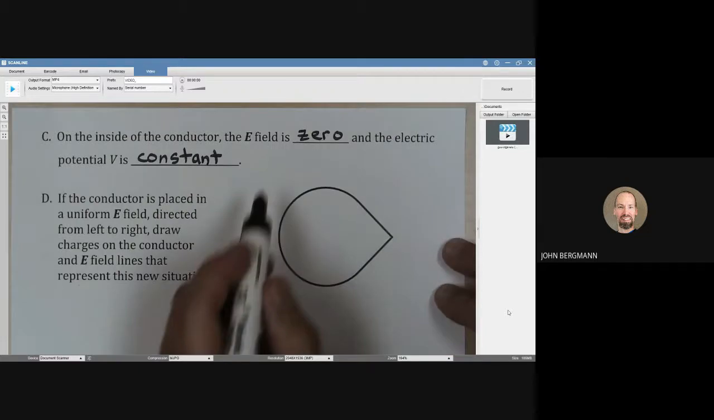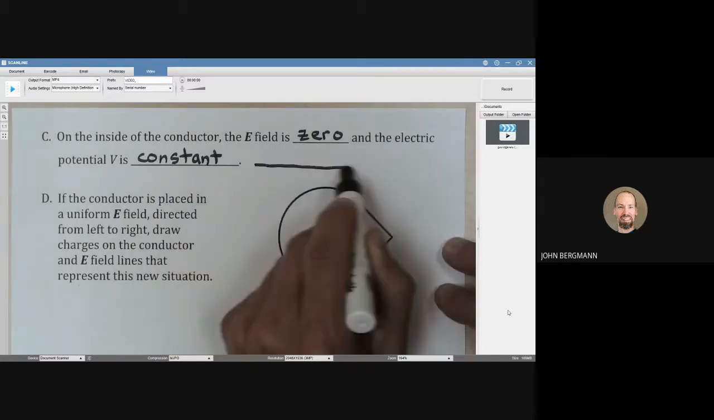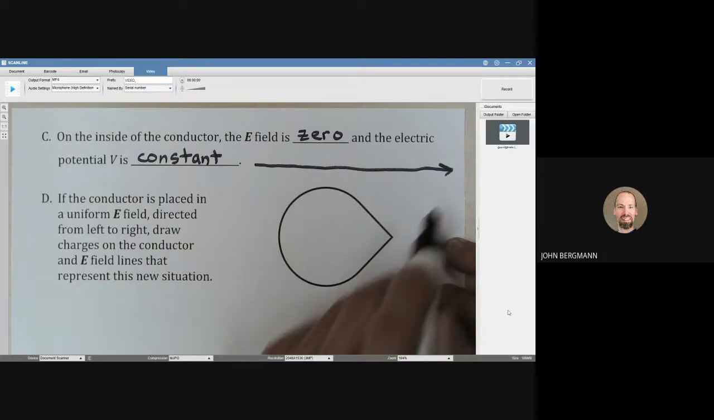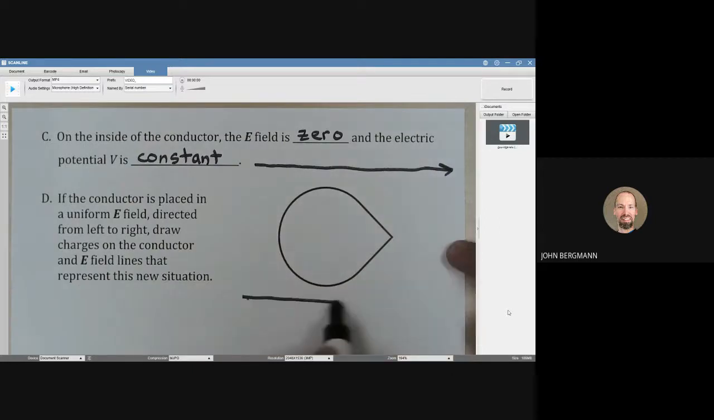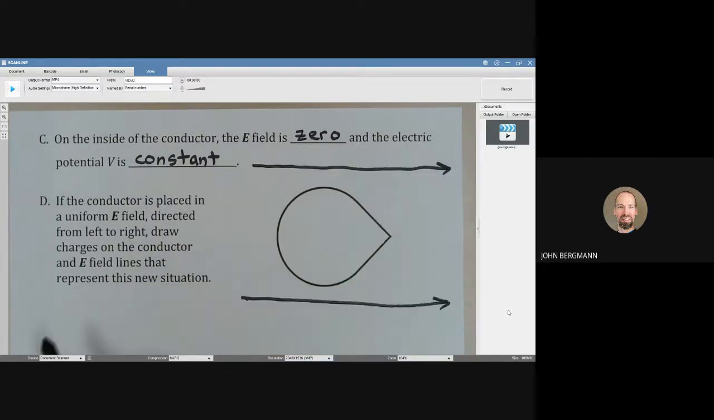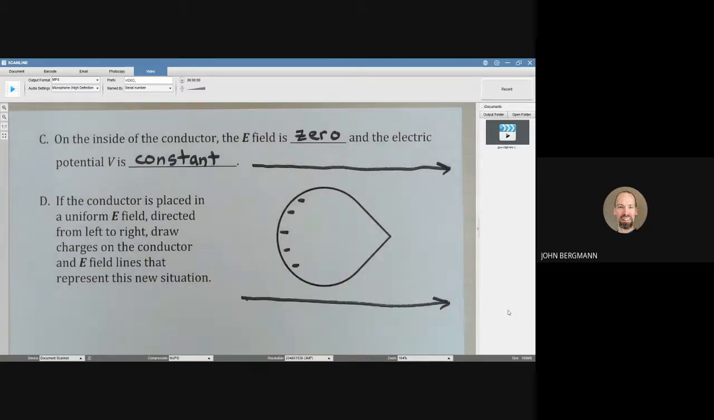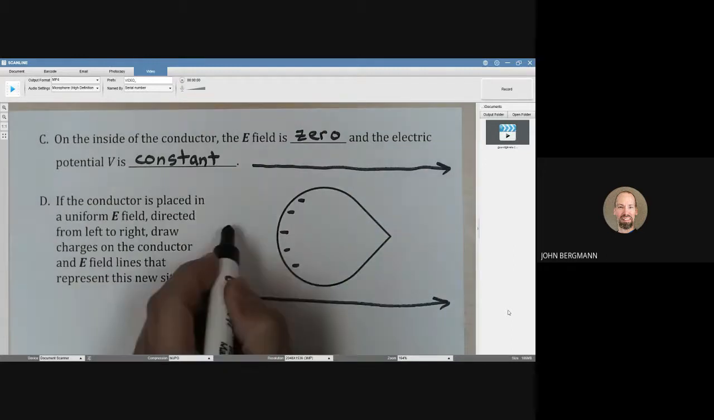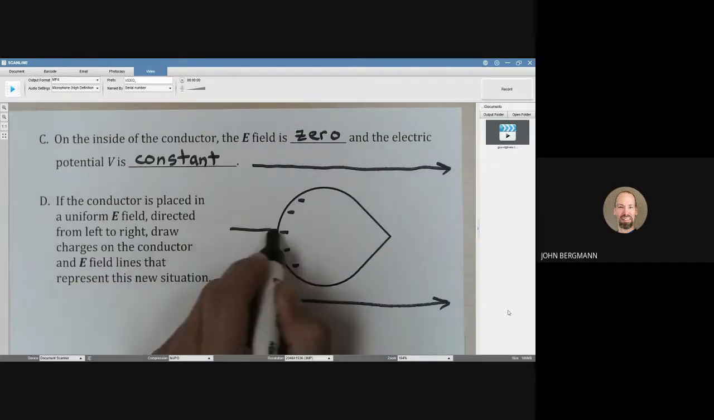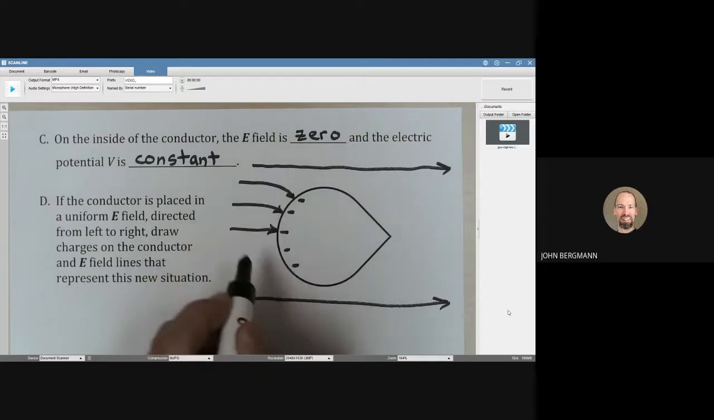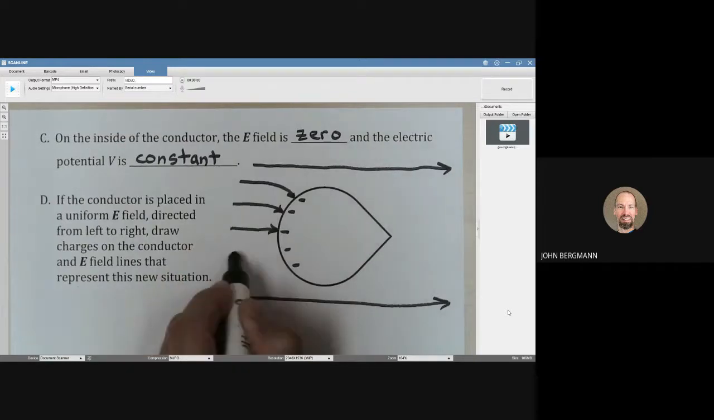If we had an electric field directed from the left to the right, let's say there's a field line right there, and there's a field line right there. The mobile electrons in here are going to want to go opposite that electric field. There's going to be a buildup of negative charge on that side of the conductor, and these field lines are going to terminate on that edge, something like that.